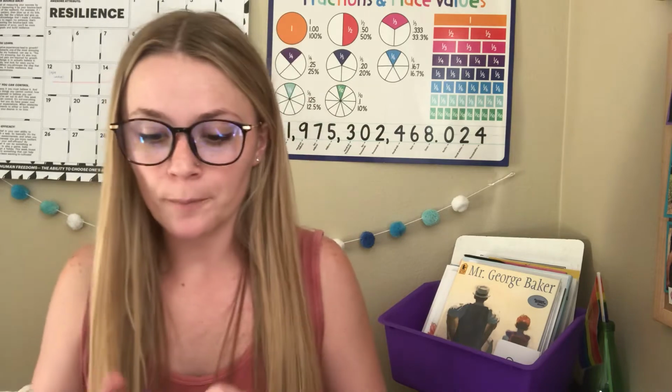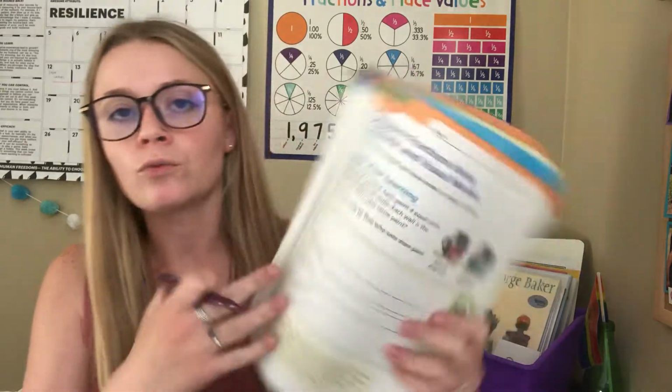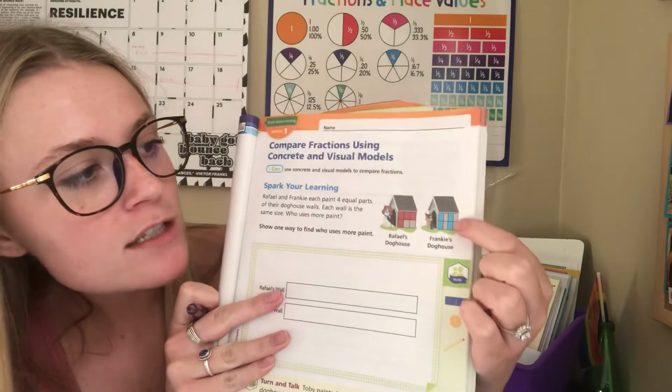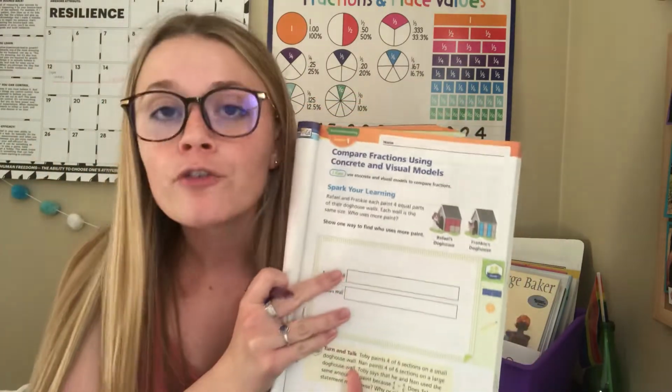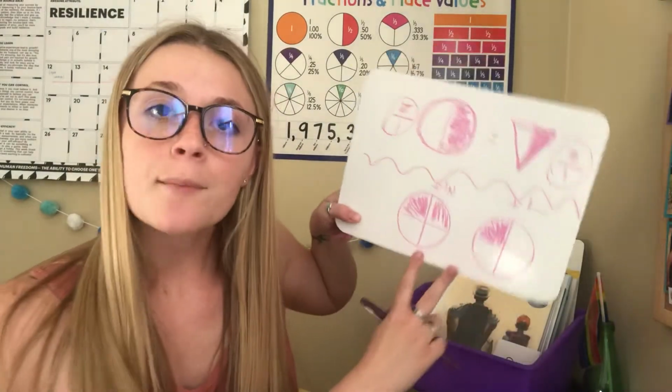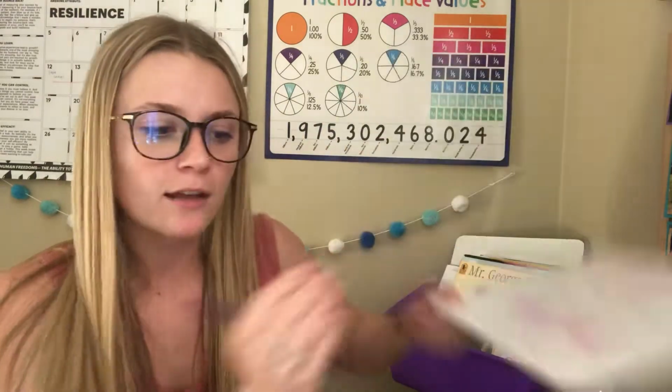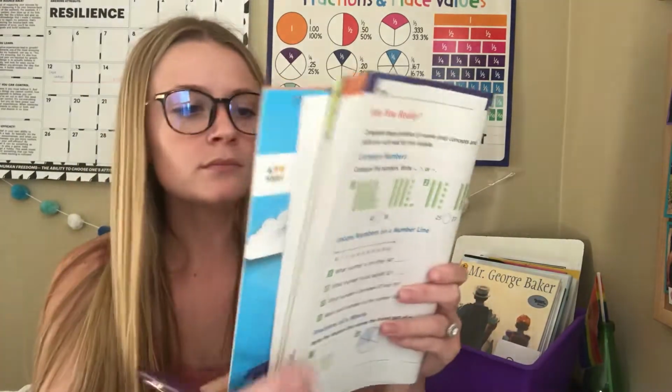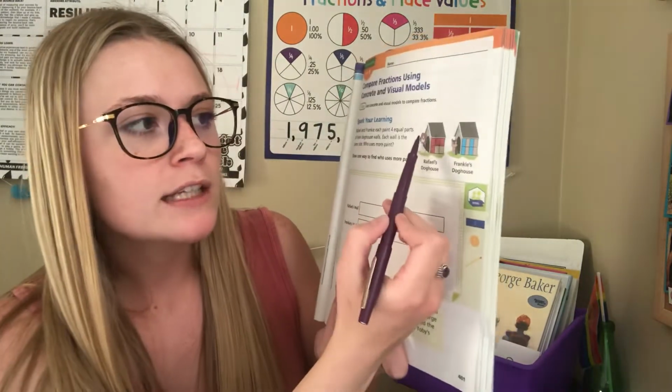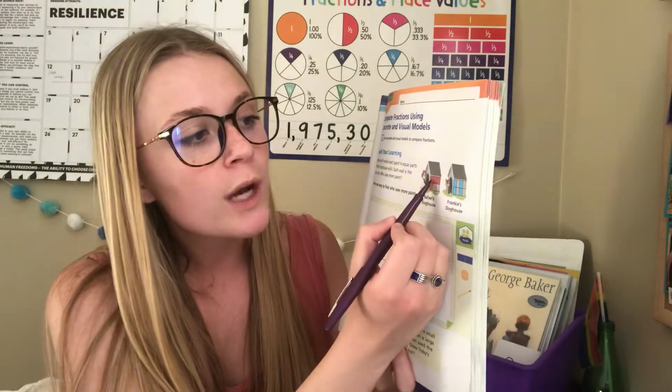Who uses more paint? Okay, so we have a picture of Raphael's doghouse and Frankie's doghouse. They both painted 4 sections of the doghouse, and the doghouses are the same, which means we have the same whole. So that's wonderful. If we look at Raphael, let's see how many total pieces he has. He has 1, 2, 3, 4, 5, 6 total parts of the doghouse.